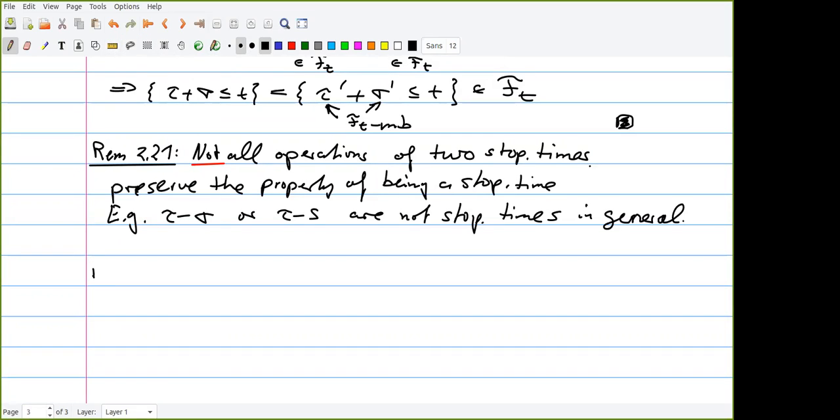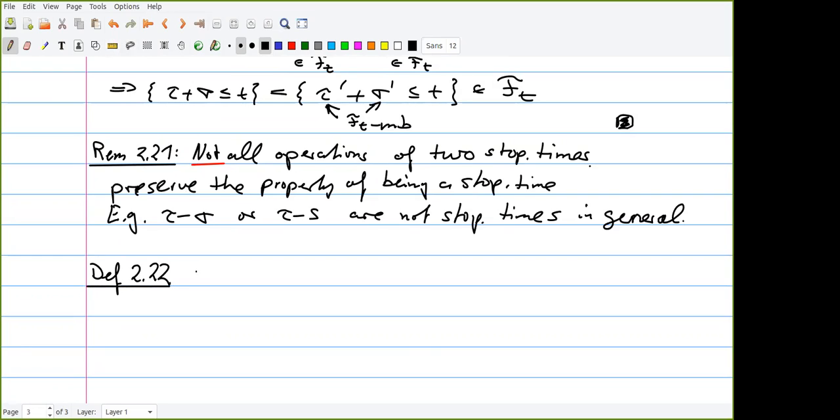We can also consider the sigma algebra. So far we considered a filtration, which was a sequence of increasing sigma algebras. And now we can also consider the sigma algebra with the information up to stopping time tau. This is the content of the next definition.